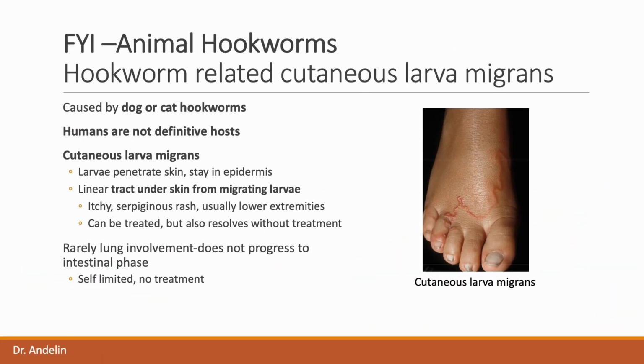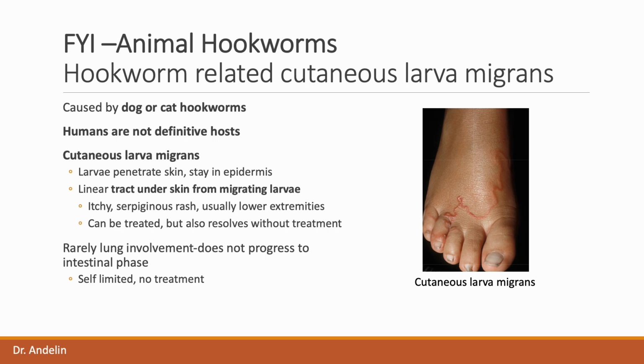This next slide is for your information only, as this may come up in practice or on your boards. The organisms we've discussed so far, and will continue to discuss, specifically infect humans. There are, however, similar species that affect animals, such as dog or cat hookworms. While these animal hookworms can lead to a limited infection in humans, humans are not definitive hosts, which means that the parasites do not fully mature within humans. Specifically, they never go on to an intestinal phase and complete the life cycle.